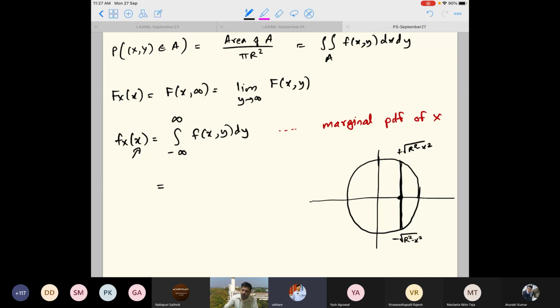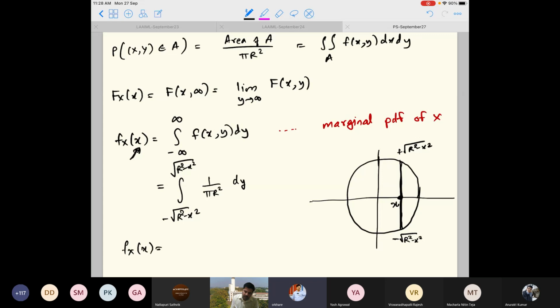That is what is going to happen. So this is going to happen for a fixed x. So this is the x that is fixed, and that is what I'm going to do. So this is the range of y. So I hope you understand what I'm doing. To root of r square minus x square. And what is the fx? So 1 upon pi r square dy, right?